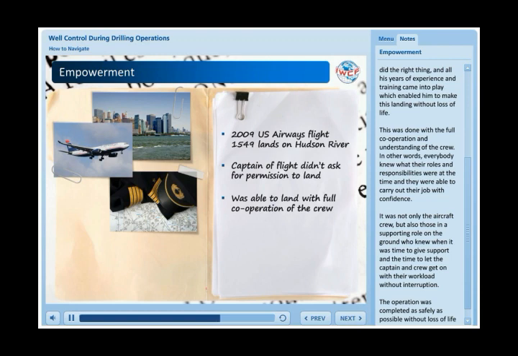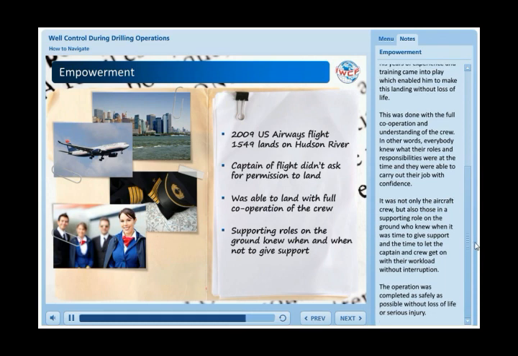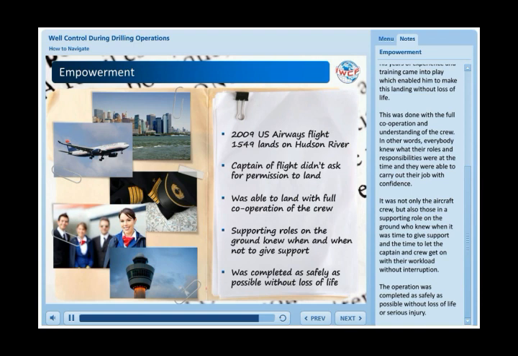It was not only the aircraft crew, but also those in a supporting role on the ground, who knew when it was time to give support and the time to let the captain and crew get on with their workload without interruption. The operation was completed as safely as possible without loss of life or serious injury.